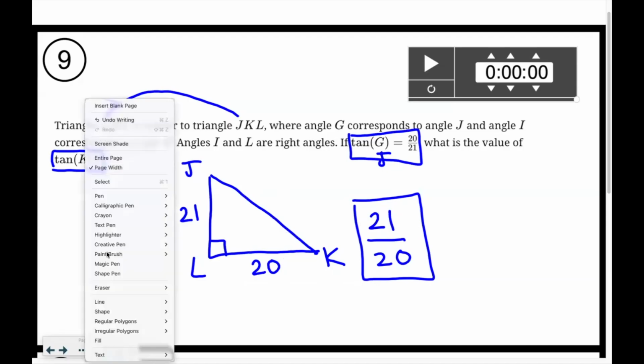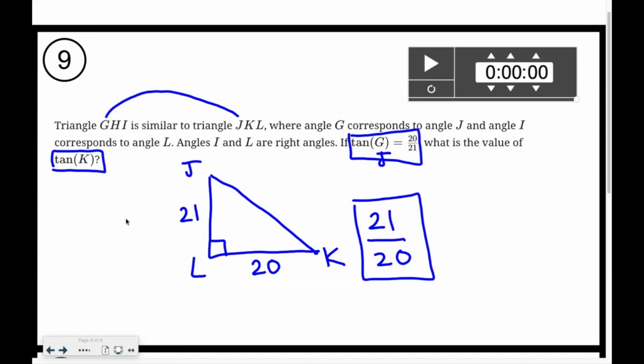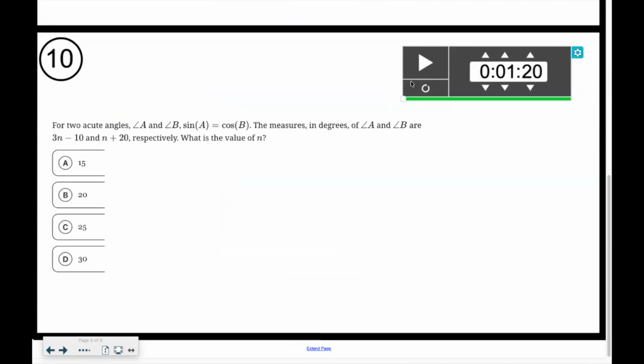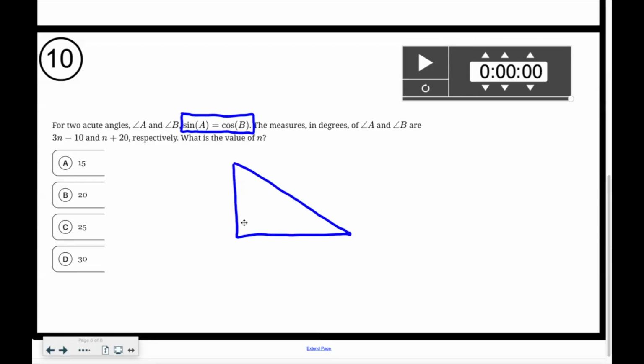Okay, any questions? Okay, then we are going to do one more. This one's a little different. This one's more of a conceptual one where we just have to understand what they're really telling us here. To understand that, I'm going to use a right triangle to explain it. So let's say we have A is here and B is here, and we'll just call that C.